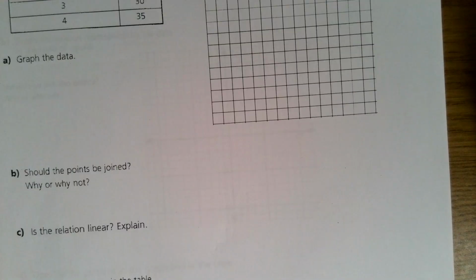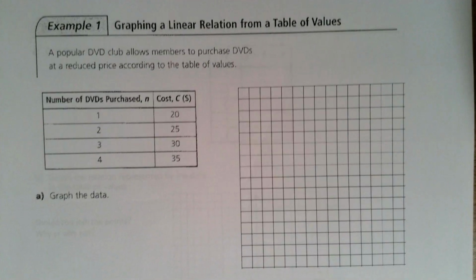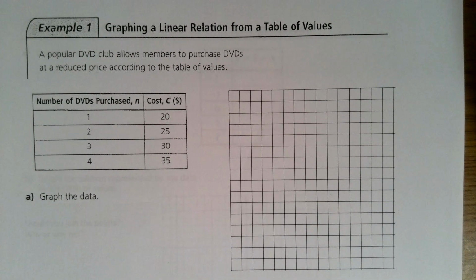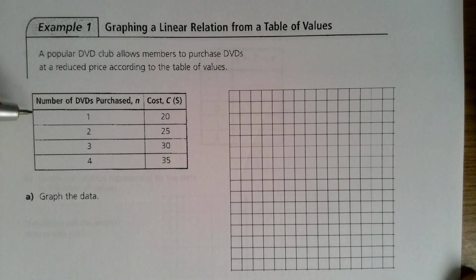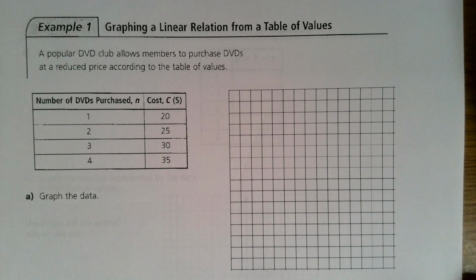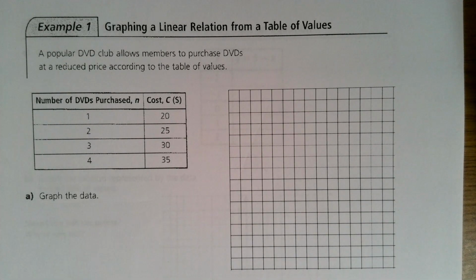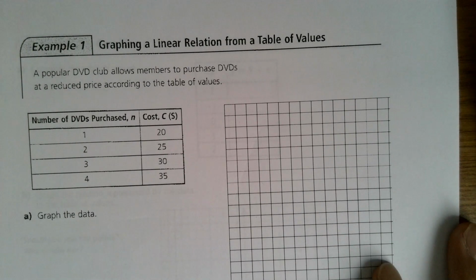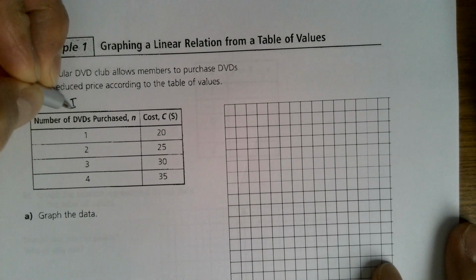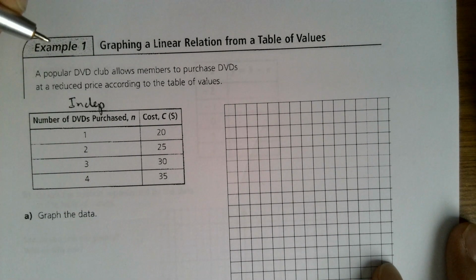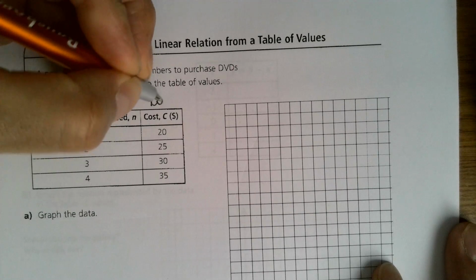Okay, here we go, next page. DVD Club. You can buy DVDs at a reduced price according to the table of values below here. If you buy one DVD, it's 20 bucks. 2 DVDs, it's 25 bucks. So basically, it's like that Pizza Hut regular price, $5, $5 thing. And we remember that this side is always going to be independent. Obviously, we're going to choose how many DVDs we're going to purchase, and then the cost is going to depend on how many DVDs.